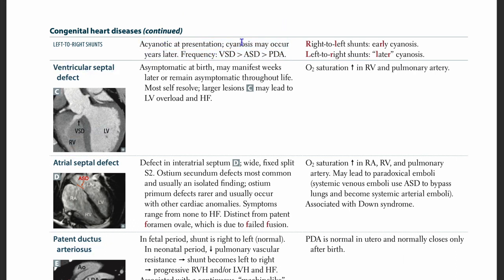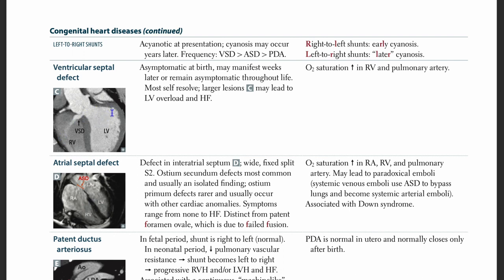Sometimes they stay asymptomatic as well, right? That's possible as well. So, okay. Ventricular septal defect: asymptomatic at birth, may manifest weeks later or remain asymptomatic throughout life. Most self-resolve. Larger lesions, like that, that's where the septal defect is.